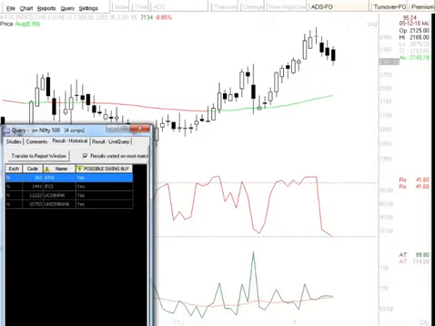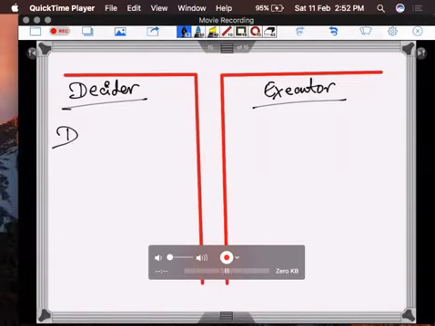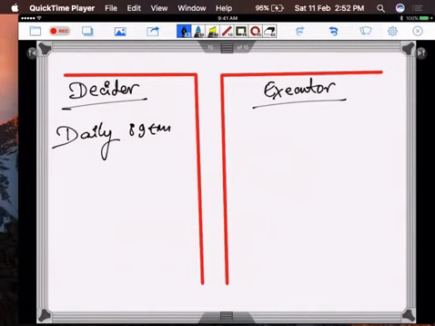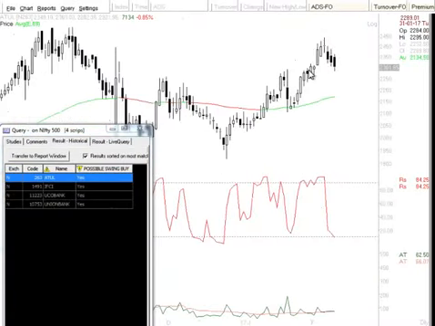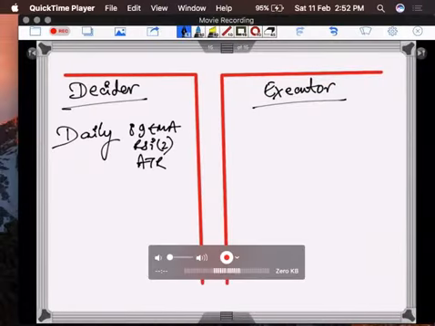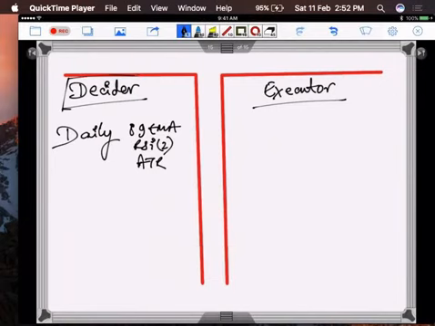Now all these scannings that we have done, they are all in the daily chart. It is the daily 89 exponential moving average. It is the daily RSI 2. It is the daily ATR. And all these daily rules in the daily chart is telling me there is a possible bounce back. To trade this possible bounce back, we do not trade the decider chart. We come down to a shorter time frame. And in this case, executor should be 15 minutes to 60 minutes.